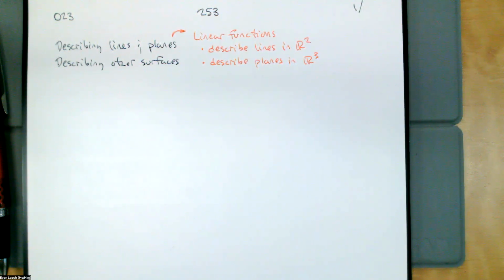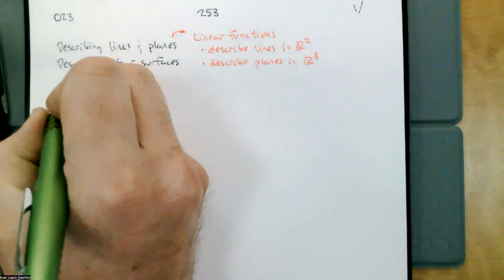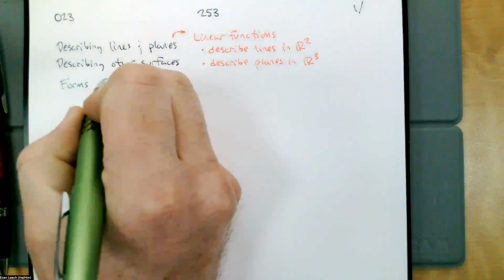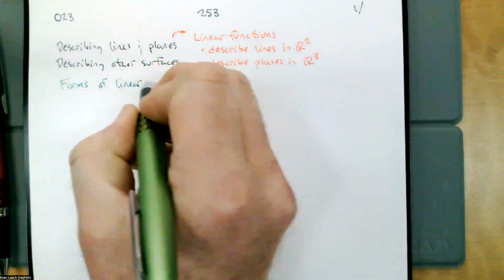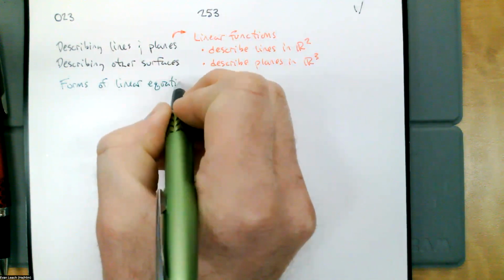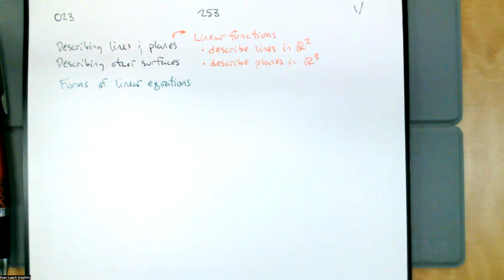All right, we started with linear functions, nice simple stuff. We went back to lines in R2, y equals mx plus b, and we want to adapt that to thinking about describing planes in R3. Linear functions describe lines in R2 and describe planes in R3. Remember, we had multiple forms of linear functions. I should say forms of linear equations, because standard form is an equation, not so much a function.